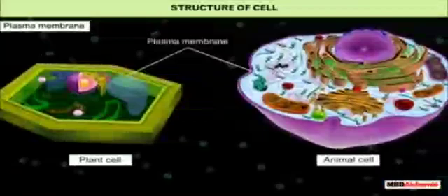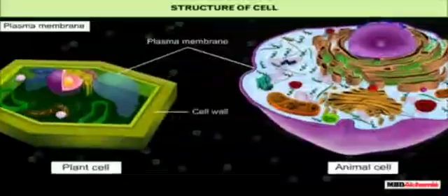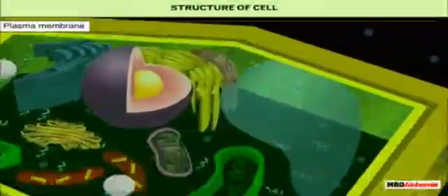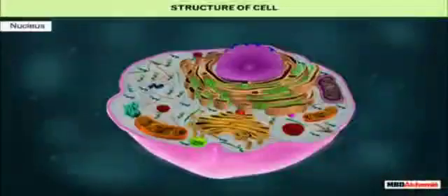In addition to the plasma membrane, plant cells have an additional thick outer layer called the cell wall. The cell wall is mainly composed of cellulose and lies outside the plasma membrane. It provides rigidity to the cell.